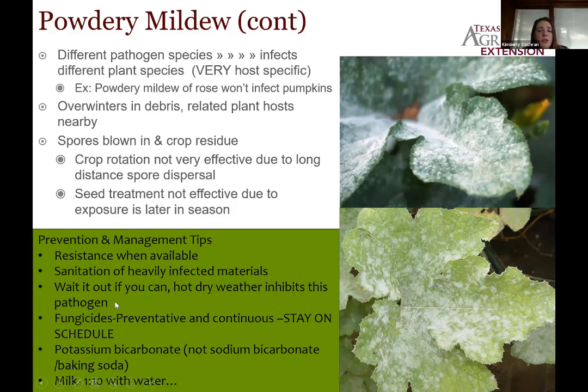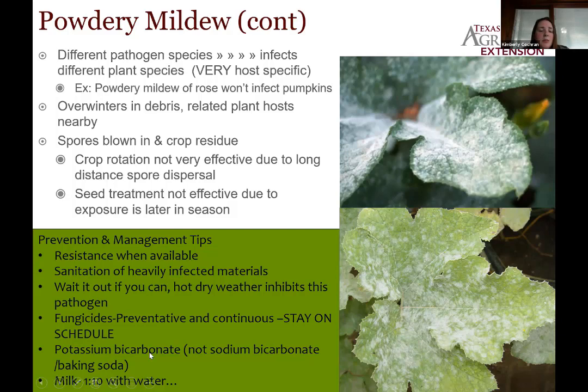Unfortunately, if it's extremely severe, sometimes you can't wait it out before the plant dies. That would happen every year on my zinnias in Arkansas. It was so bad, they would struggle on but couldn't make it until it got hot enough to resolve the powdery mildew problem. Fungicides are helpful here, preventative and continuous. On my zinnias, I knew I was going to have a problem every year, so I would get out ahead of it and do a preventative application. The key here is to stay on schedule. That's very important to avoid fungicide resistance in the fungal population.